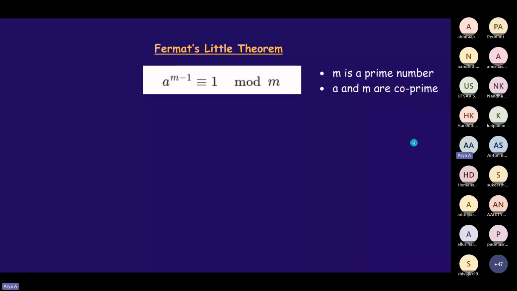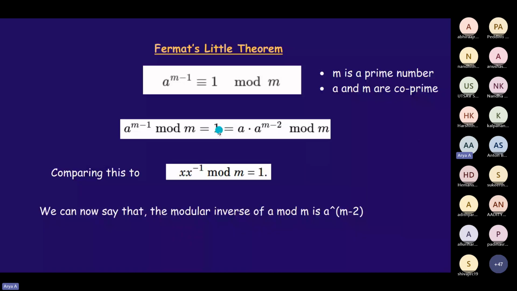You can write a power m minus 1 mod m is equal to 1. You can split this a power m minus 1 as a into a power m minus 2. So it becomes effectively a into a power m minus 2 mod m is equal to 1. I'll compare this to x into x inverse mod m is equal to 1. You know that this is the relation between a number and its inverse. I'll compare this relation to that one. I can see that where x is equal to a, x inverse is a power m minus 2. So we can now say that the modular inverse of a mod m is a power m minus 2. But given what conditions?